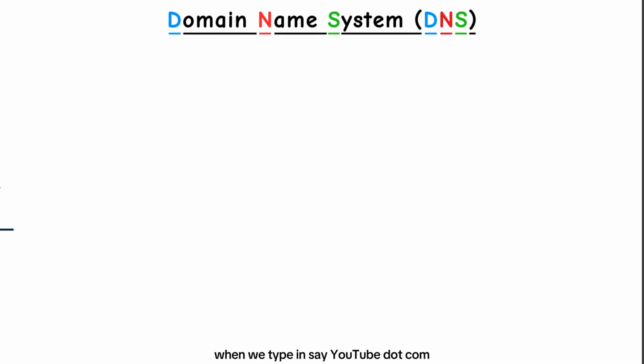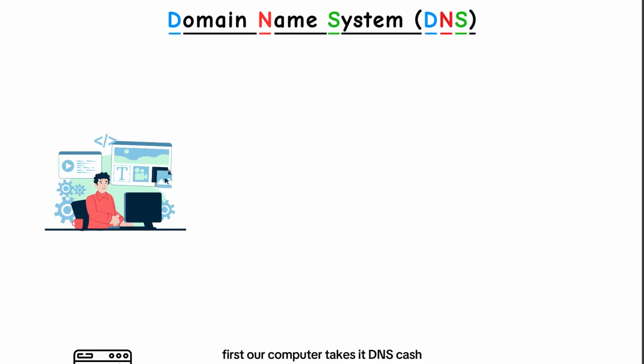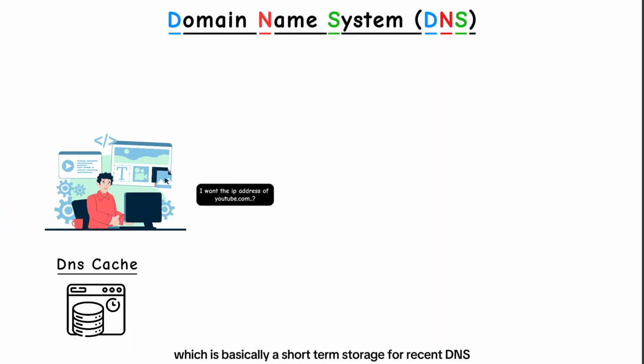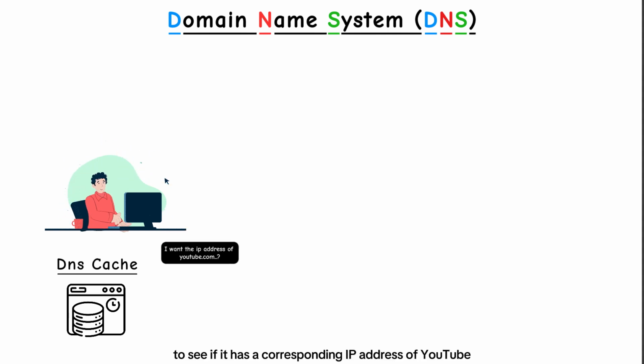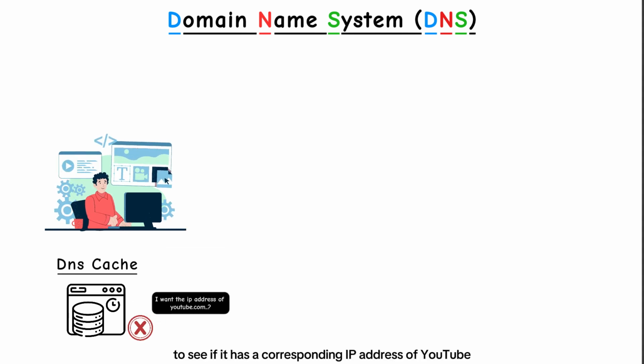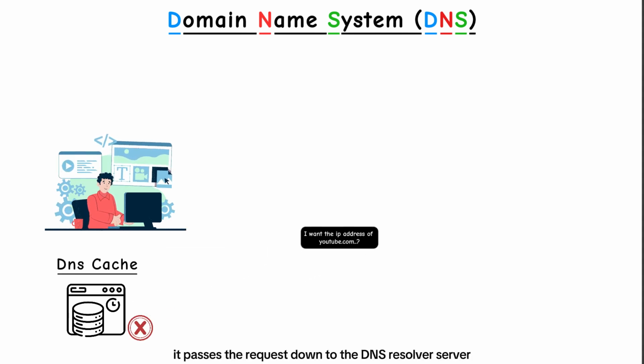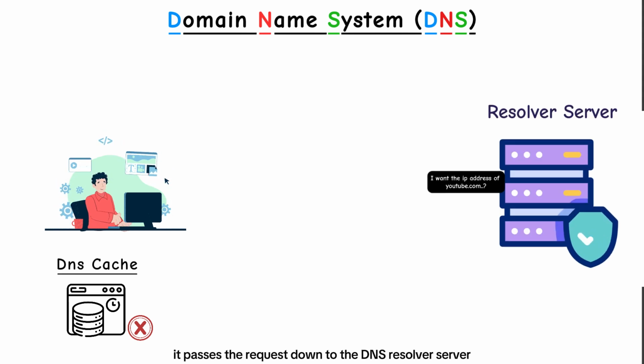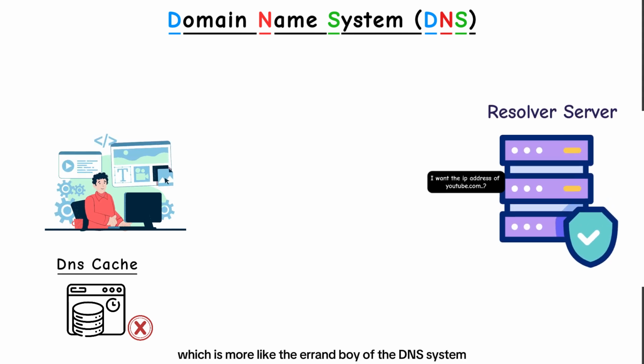When we type in, say, youtube.com, first our computer checks its DNS cache, which is basically a short-term storage for recent DNS records, to see if it has a corresponding IP address for youtube.com. If it doesn't, it passes the request down to the DNS resolver server, which is more like the errand boy of the DNS system.